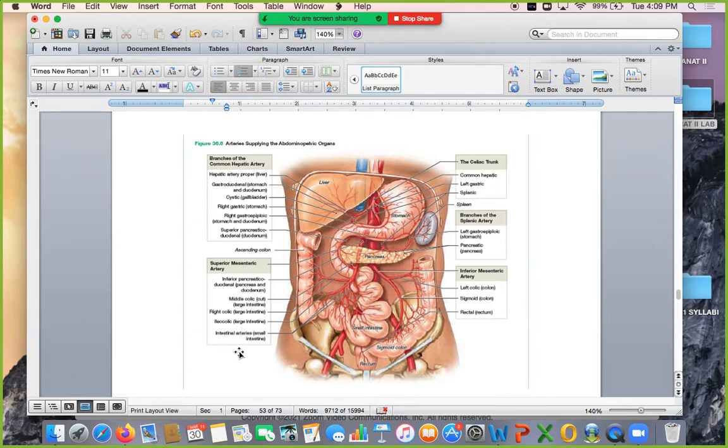Next, following down, we have the branches off the splenic artery. That's this one here. And then we have the inferior mesenteric artery. The splenic is going to feed the pancreas and a little bit of the stomach. So left gastroepiploic.